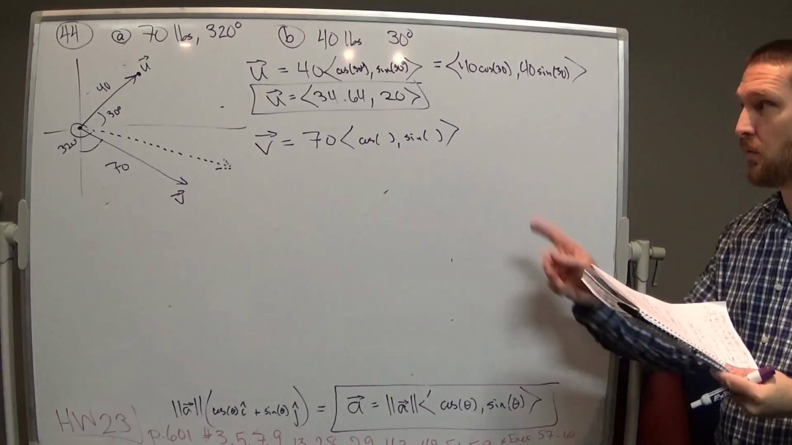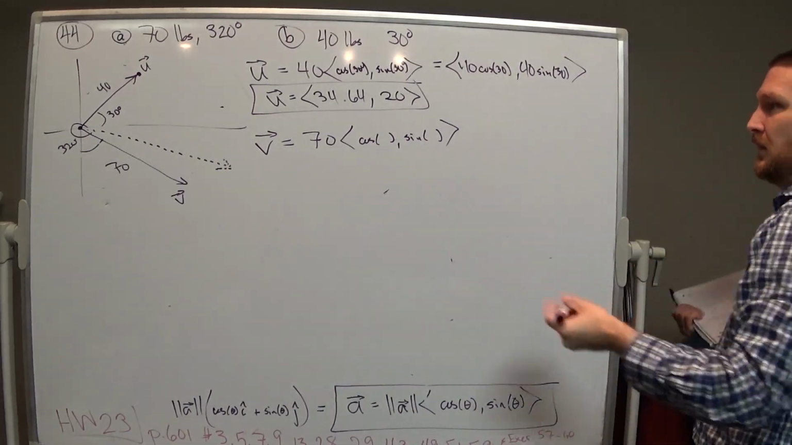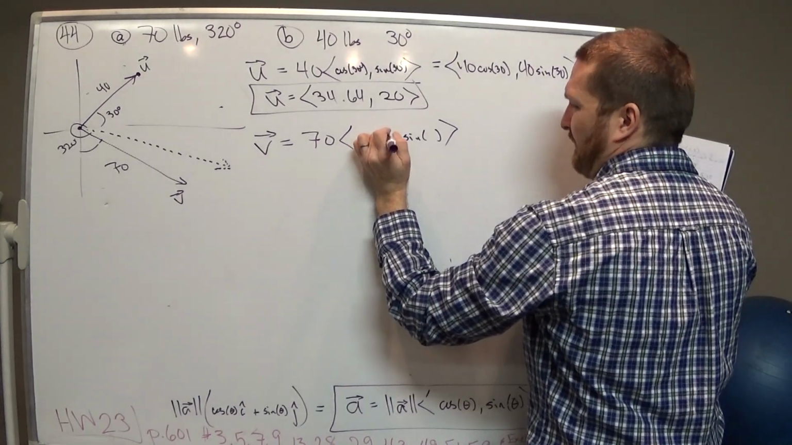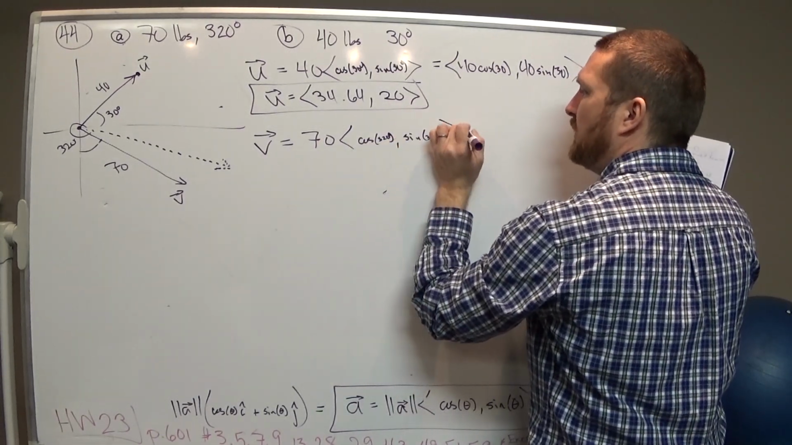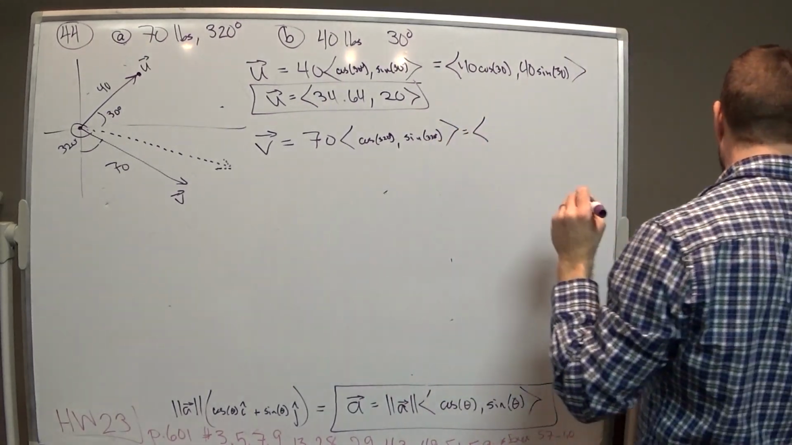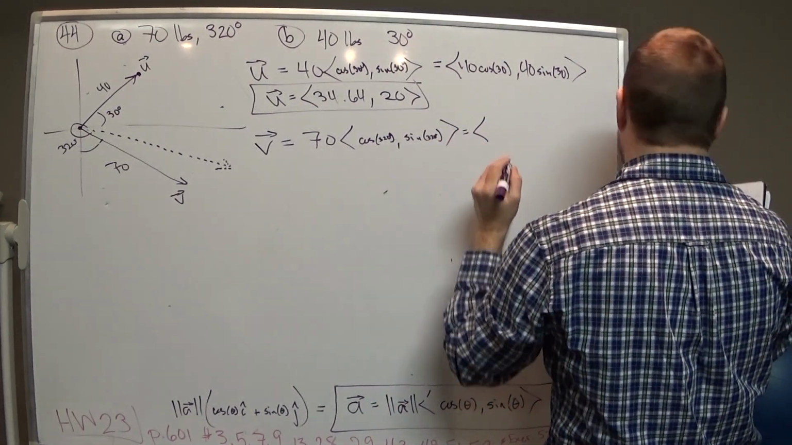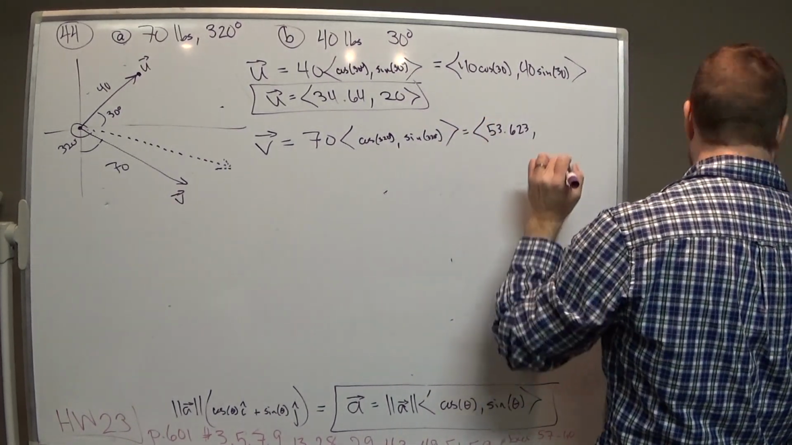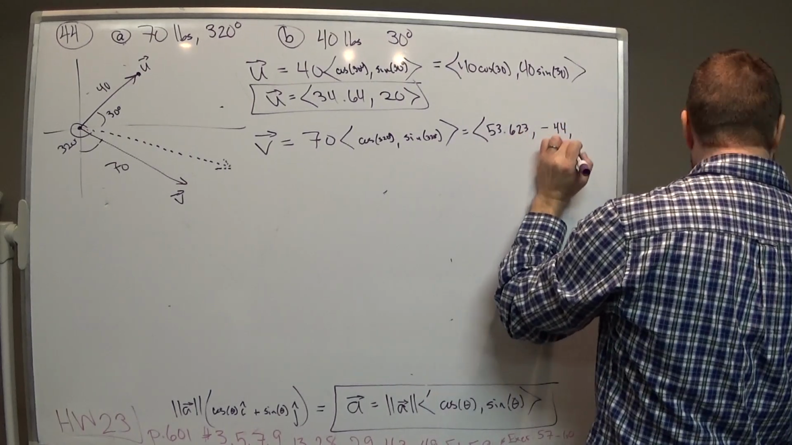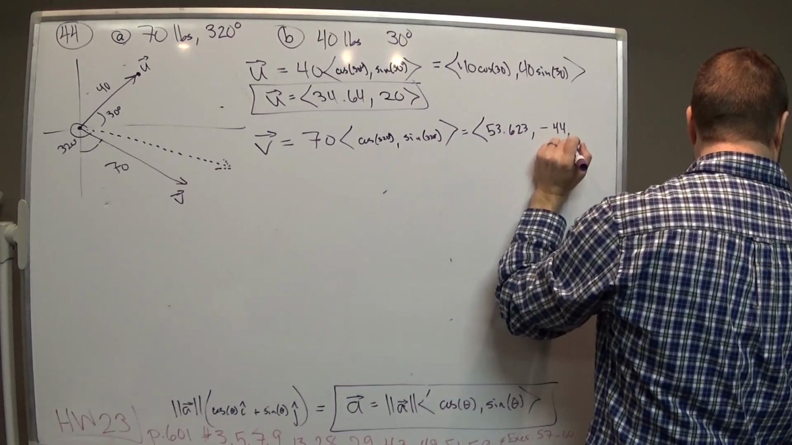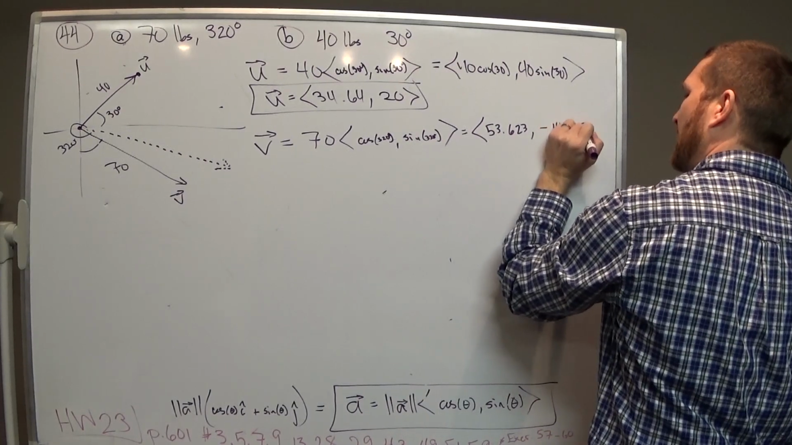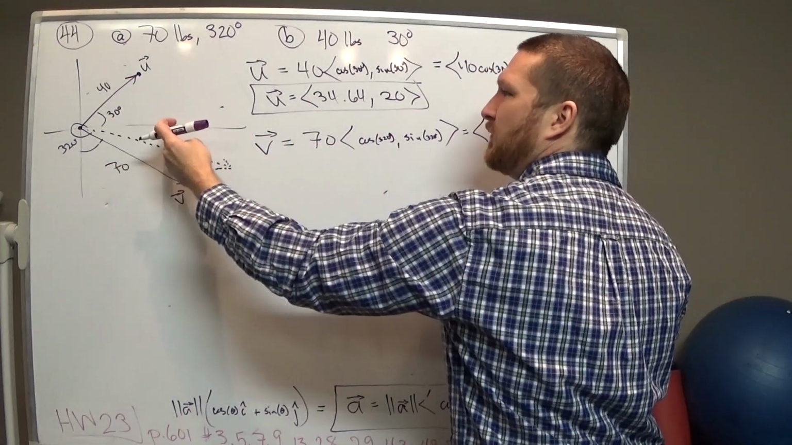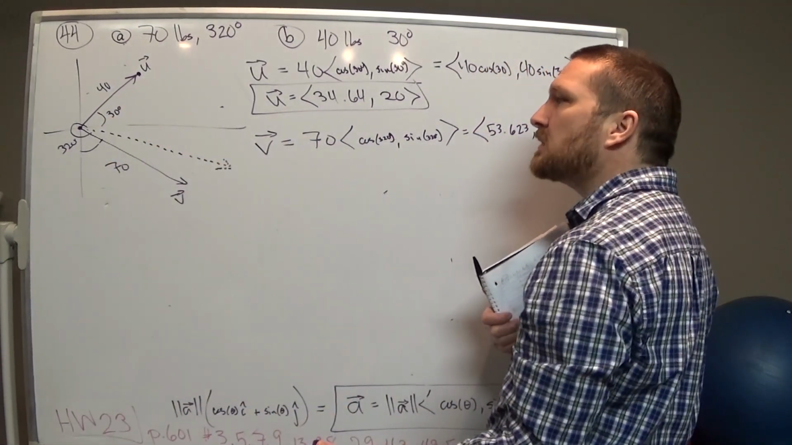Everybody got that? That's important. So what is it in this case? Cosine of what? 320, because it's given that way, right? Sine 320. And when you do that, you get 53.623 and then minus 44. And as you do this, stop and make sure that this is right. So for instance, for u, I got 34, 20. That looks right. They're both positive, right?